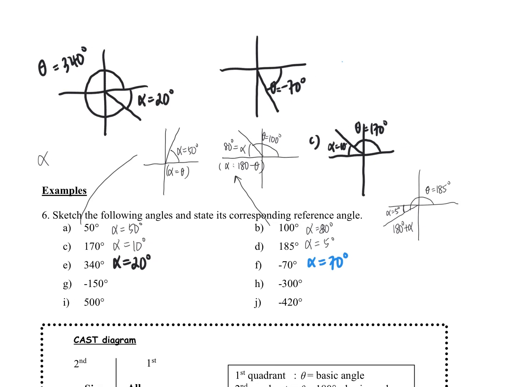Okay, so G would be 150 in the clockwise direction. So go until here. Right, minus 150 goes into the second quadrant. So what is your basic angle here? Basic angle doesn't care about direction, right? I just want to know what is the angle in the right angle triangle. 30.